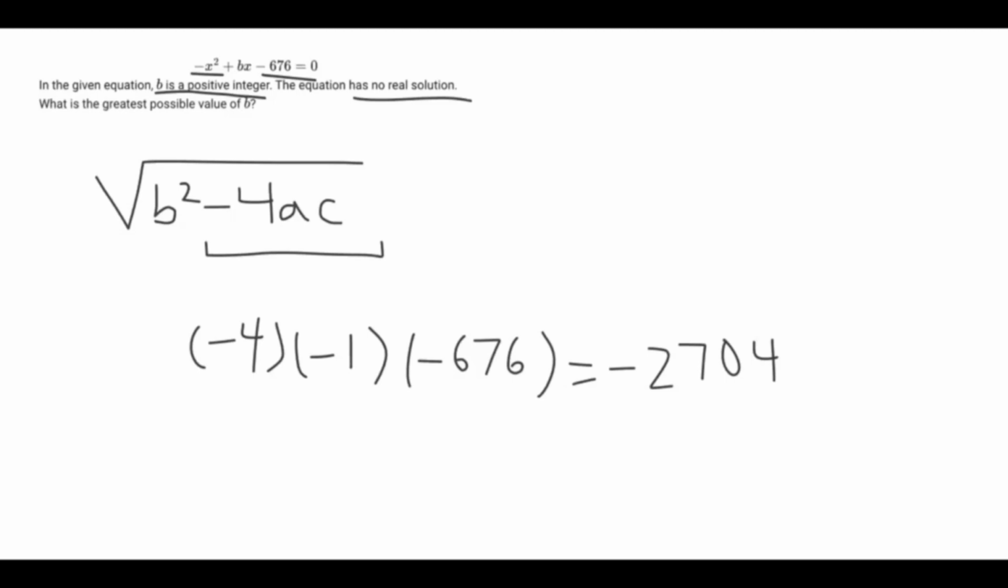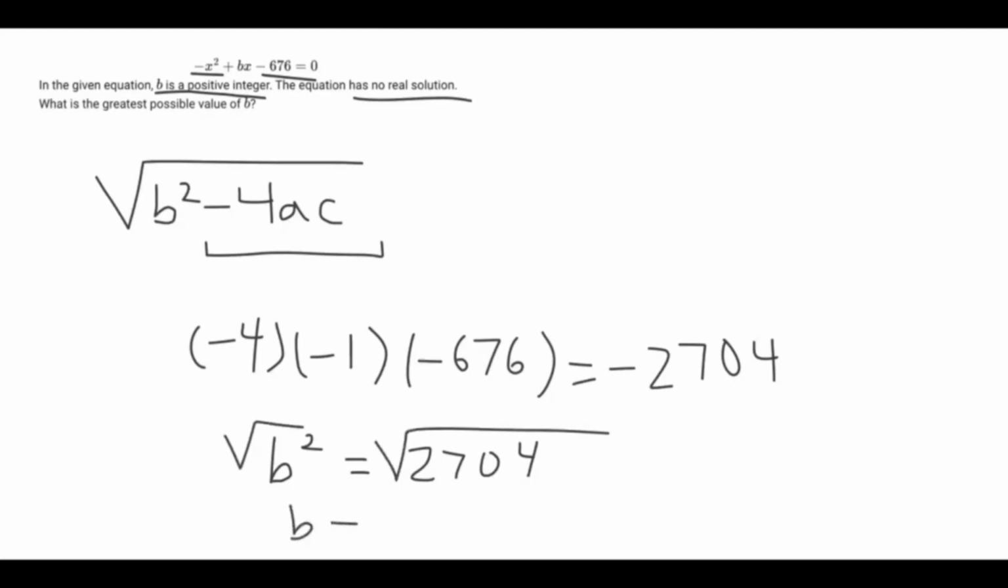But it has to be the greatest possible value. So what we can do is just set b squared equivalent to 2,704. Not negative 2,704, because this has to be a positive value in order to be subtracted, right? And so now we're just going to solve for b. So if we take the square root of both sides, we're going to get b is equivalent to the square root of 2,704, which is oddly equivalent to a whole number, which is equivalent to 52.